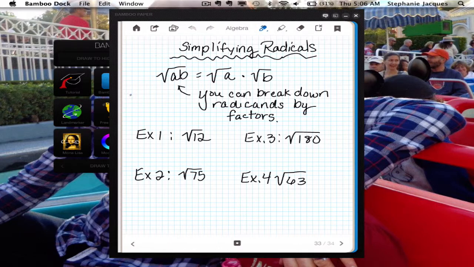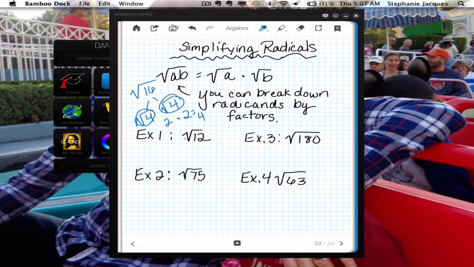So for example, if I have the square root of 16, I can break that down into the square root of 4 times the square root of 4. The square root of 4 is 2, and once you get a perfect square, it pops out. So 2 times 2 equals 4, and therefore the square root of 16 is 4.